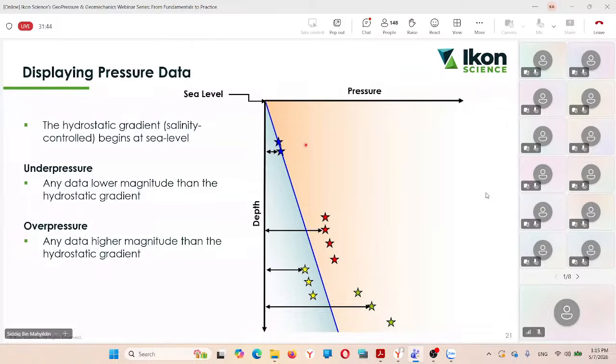So if I put my hydrostatic over here, you can see this is my hydrostatic line. I could easily say that this part over here is overpressured because it's higher than hydrostatic. This is overpressured as well, with a different gradient compared to this one. And this part over here is under pressure, probably because of depletion.